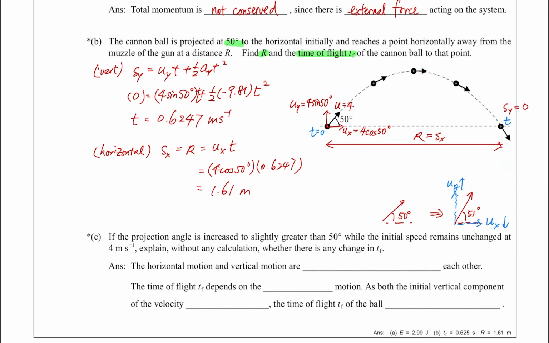So we do not need any calculation. We just know that horizontal motion and vertical motion are independent of each other. The time of flight depends on the vertical motion. Since the initial vertical component of the velocity increases, the time of flight of the ball would also increase.